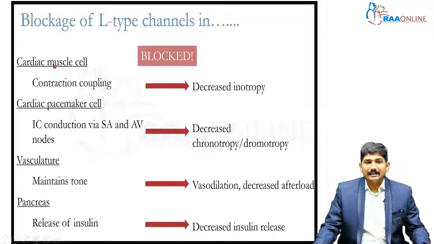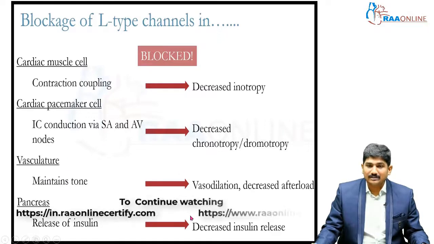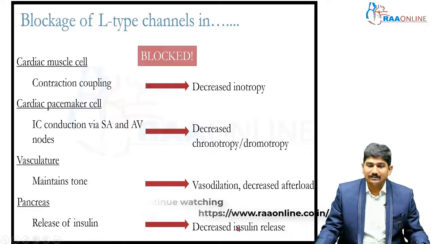In the cardiac muscles, calcium is responsible for excitation-contraction coupling, so CCBs cause decreased inotropy. In pacemaker cells, intracardiac conduction via the SA and AV nodes is by calcium; if blocked, decreased chronotropy and dromotropy happen. In vasculature, calcium is responsible for maintaining vessel tone, so if blocked, it causes vasodilatation and decreased afterload. Again, in the pancreas, calcium helps in the release of insulin; if blocked, decreased insulin release happens.